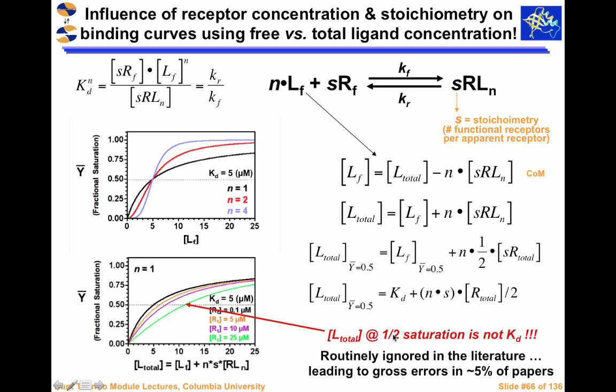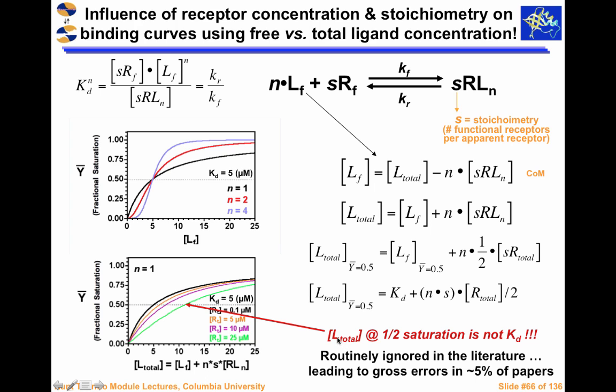and that means, as you can see, that as you use more and more receptor, there's a bigger and bigger difference between the total ligand and the free ligand at 50% saturation. And as you use more and more receptor, if you ignore that point, you make grosser and grosser errors. We'll see shortly that those errors can actually be many orders of magnitude. And so we're going to try to get to the point where you understand that clearly.